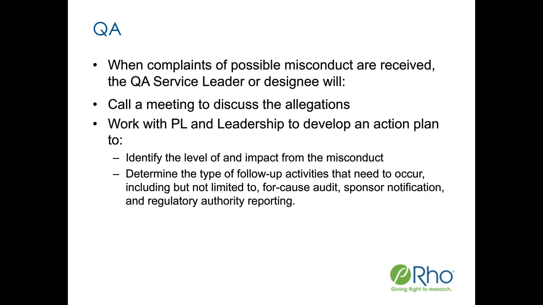From a quality assurance perspective, when complaints of possible misconduct are received, the head of QA or their designee should call a meeting to discuss the allegations and to review the objective evidence that's available. And then once they've met and reviewed the information, they'll work with the project leader or lead CRA or other to ensure that an action plan is developed. In that action plan, you want to identify the level of impact or potential impact or risk associated with the misconduct and determine the type of follow-up activities that need to occur.